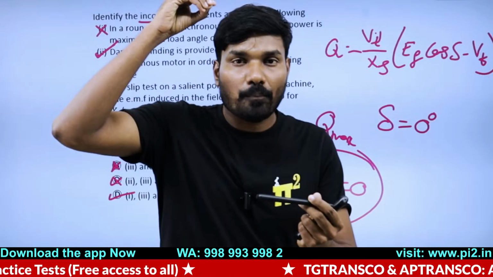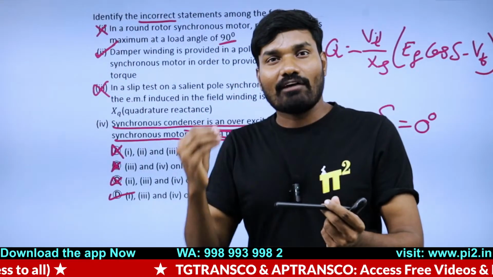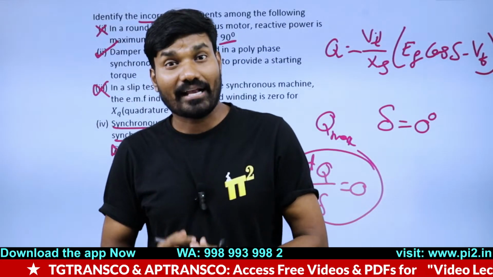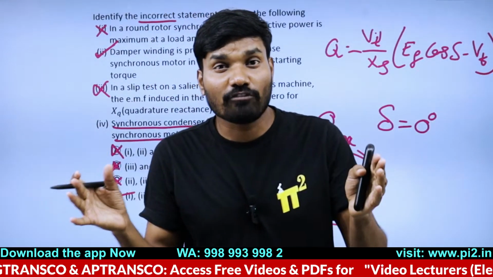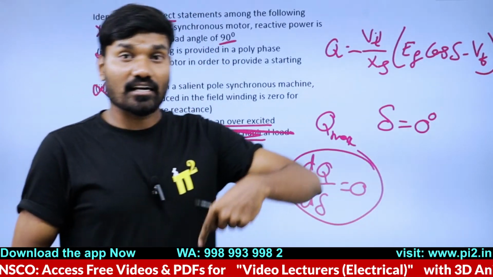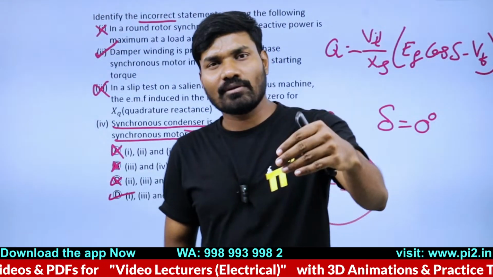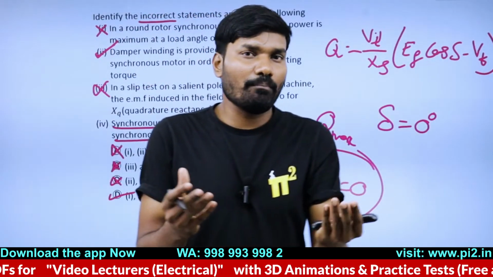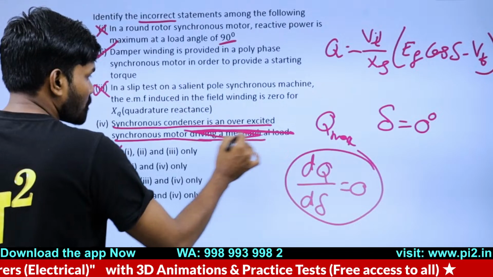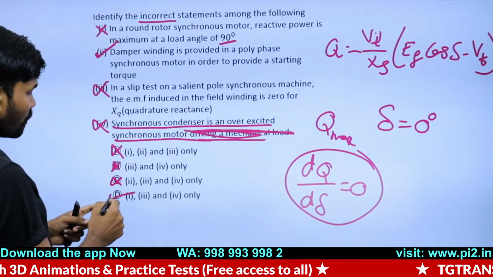Means you have no provision even to connect to the load. Mechanical load you cannot connect because the shaft is so short. It is designed explicitly for synchronous condensing. If it is a synchronous motor, yes, you can use it for motor purpose, and if you don't apply any load, it will act as a synchronous condenser. So this point is making the statement wrong. So 1, 3, 4 are wrong statements. 1, 3, 4 are wrong statements.